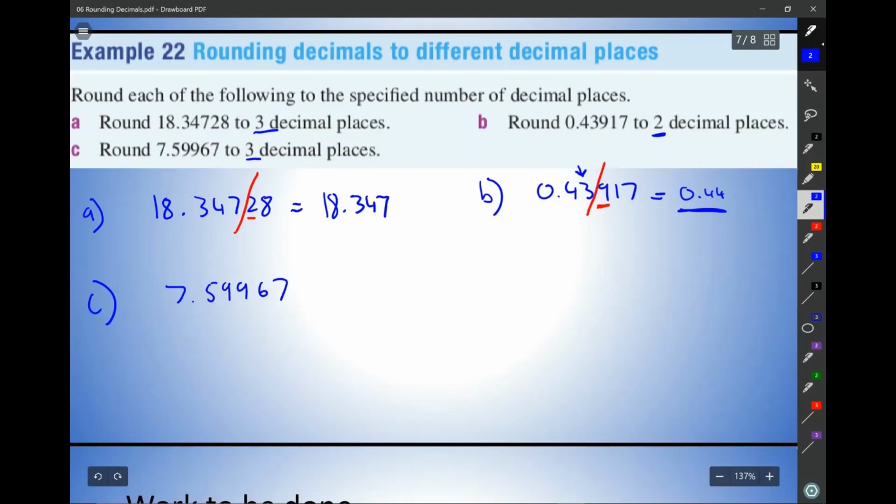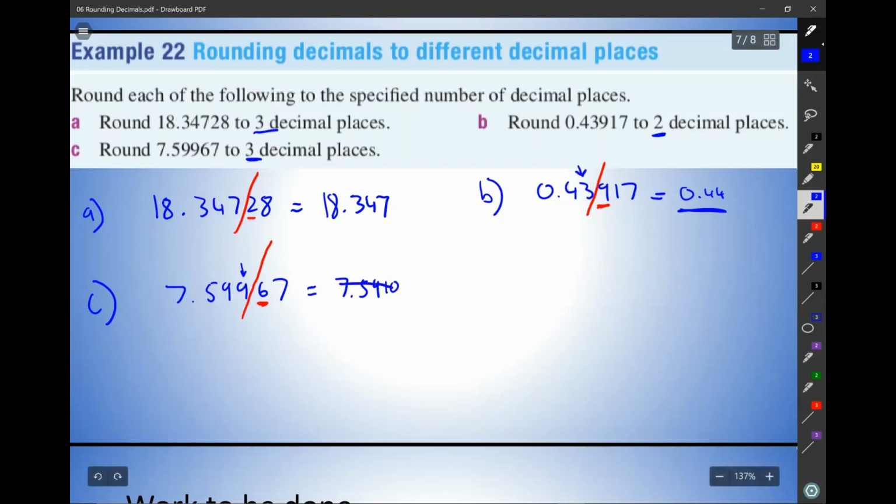$7.5997. This is going to be rounded to 3 decimal places. We're looking at our critical digit. 6 is more than 5, so that means this number needs to be increased by 1. But now, what happens here? We can't just write a 10.